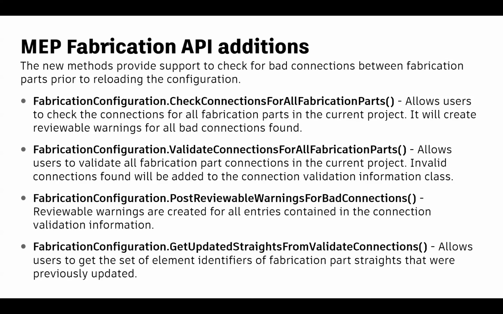There are some additions to MEP Fabrication API. The new methods provide support to check for bad connections between fabrication parts prior to reloading the configuration. So there is a new method, check connections for all fabrication parts, validate connections for all fabrication parts, post reviewable warnings for bad connections, and get updated straight from validate connections.